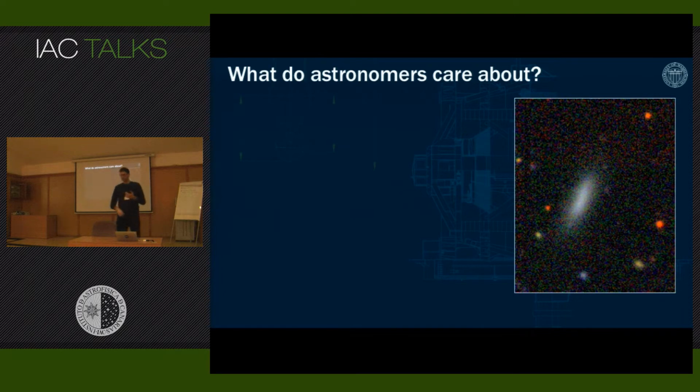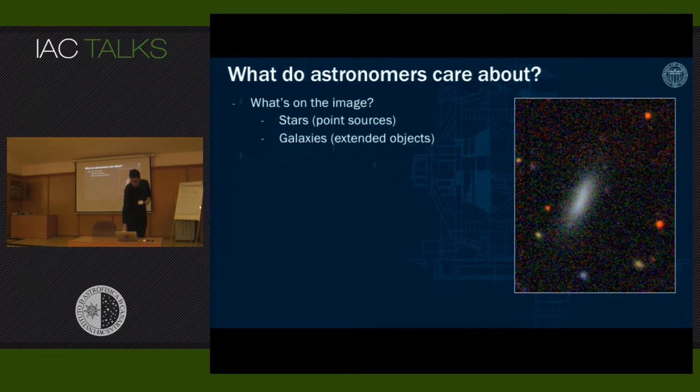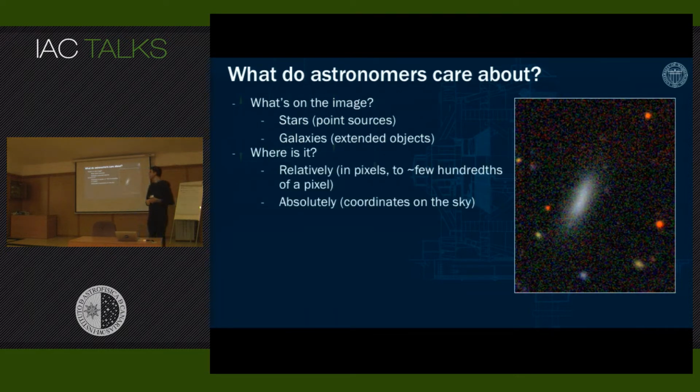wavelength, right? So yes, one of the things we want to know is what is on the image. There are stars, there are galaxies, there are other objects. Where is it? So we want to know where it is, both relatively. I want to know how far apart are these two stars, especially whether that's changing. I also want to know it absolutely. This is where Gaia is unsurpassed. Where exactly on the sky are things?